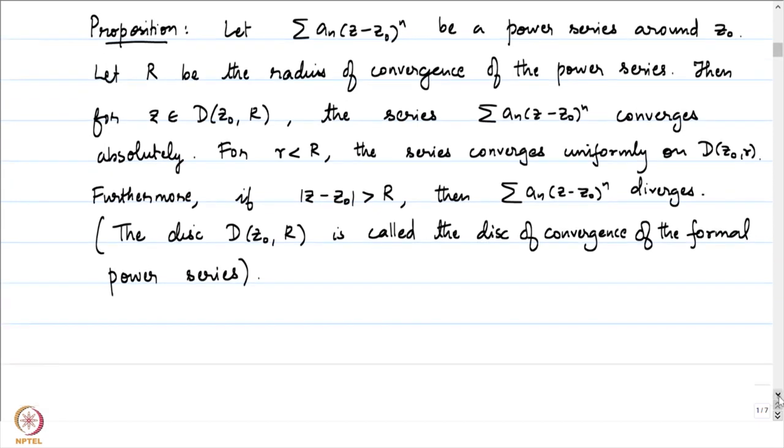Let's give a proof of this proposition. Let me go over the statement of the proposition once more. If we are in the disk of convergence D(z0, R), the power series summation a_n (z - z0)^n converges absolutely. And in a smaller disk, it converges uniformly. Outside the disk of radius R, the series diverges. Let's give a proof of what happens when mod of z minus z0 is greater than R.